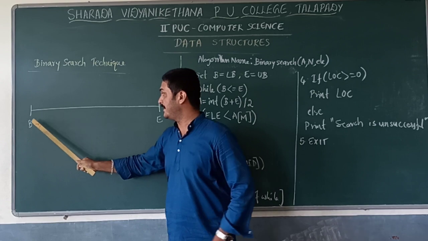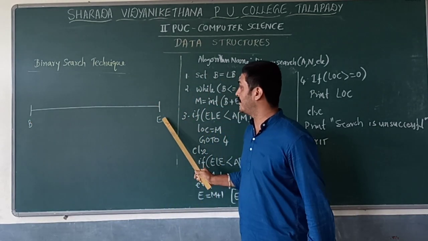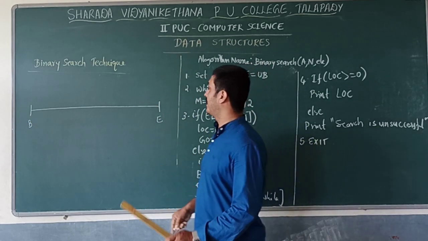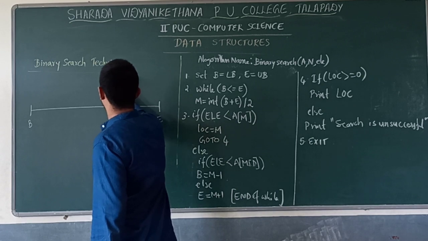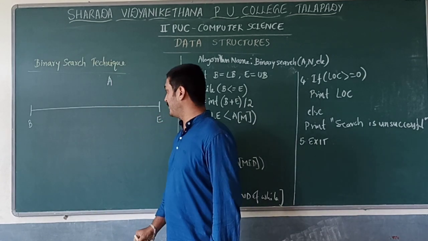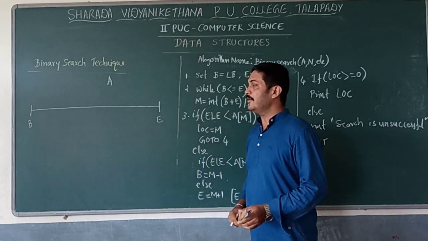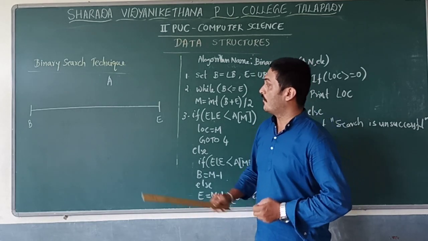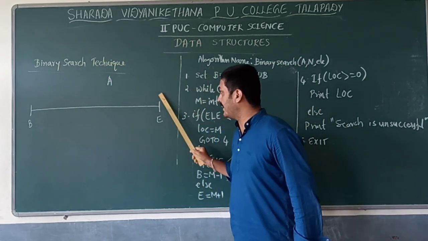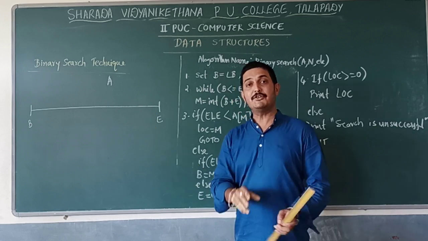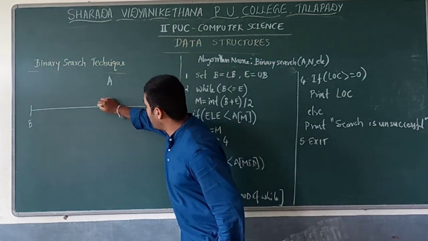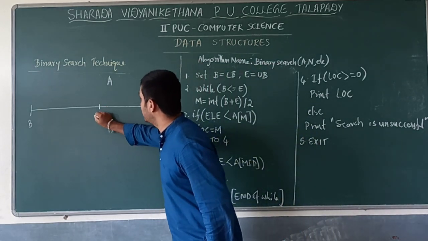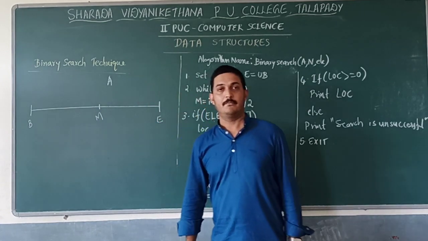The location of the first element is B and the location of the last element is E. Consider array A of n elements. According to the binary search algorithm, we have to divide the given array or list of elements into two halves, and consider this one as the middle element.